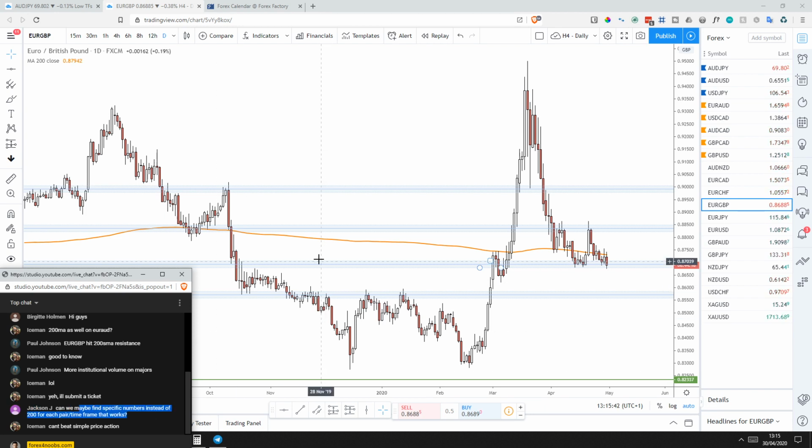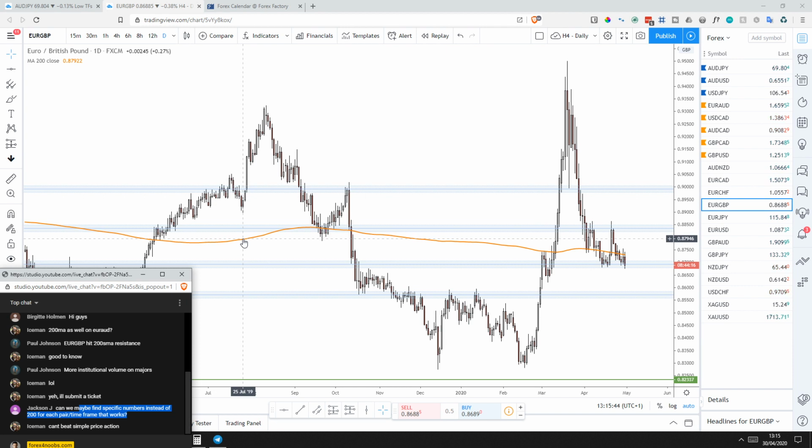Jackson, that's not how it works. The 200 moving average is just a moving average that banks and hedge funds use because it's one of those things that's always been used, and then it becomes a bit of a self-fulfilling prophecy where because it's always been used and it's still used, it just works. Because it's on their chart and they place their orders based on it, therefore price reacts to it. But there's no magic to it.